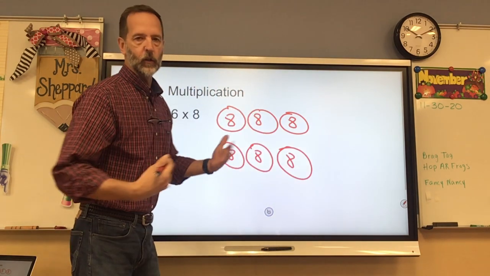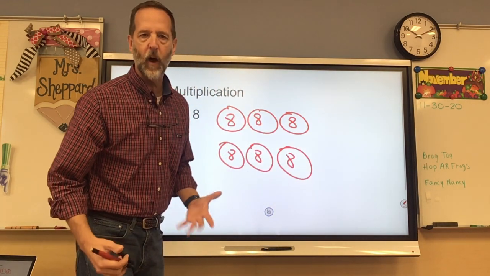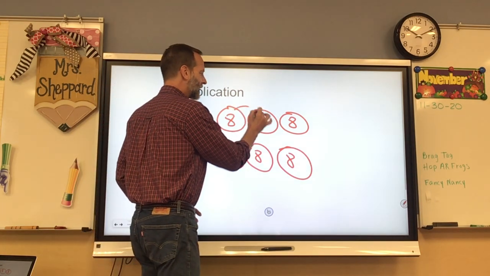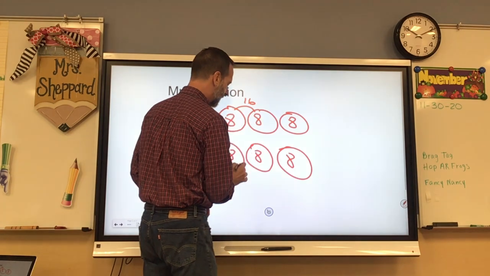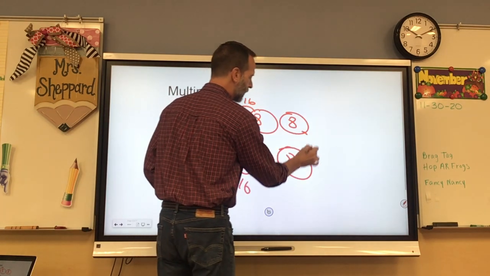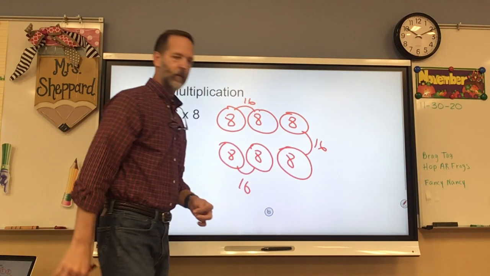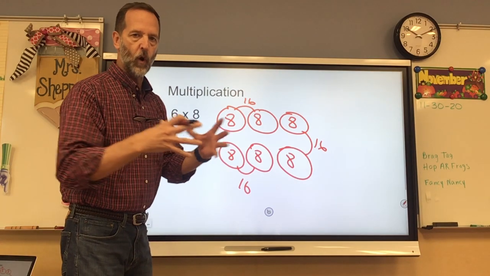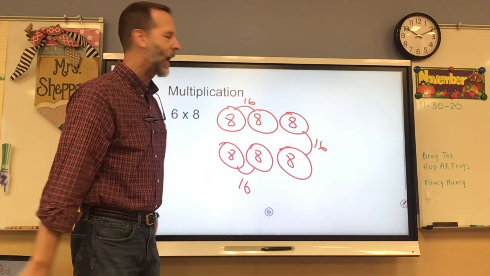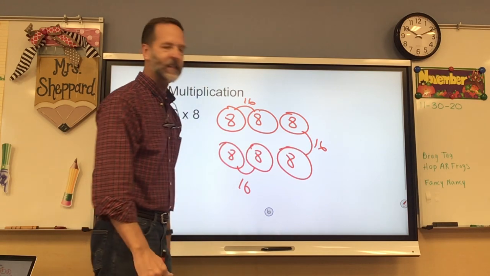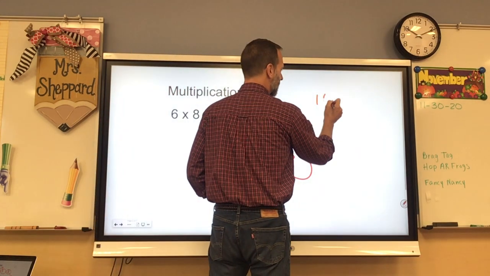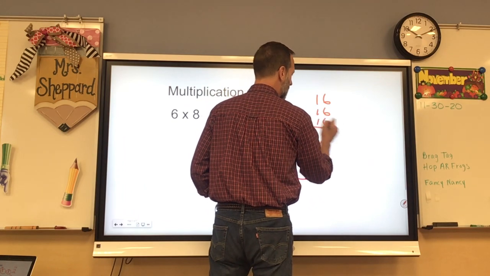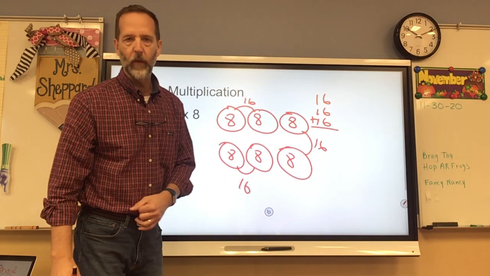And now we can start to use some addition to help us out. Hopefully we know that 8 plus 8 is 16. So those two would give me 16. These two would give me 16. Those two would give me 16. I'm trying to make smaller sets of numbers so I don't have as much to count and add. Well, now I've got 3 16s. Now if I want to do addition, I can come over here and say, all right, 16 plus 16 plus 16, and I can work through it that way.